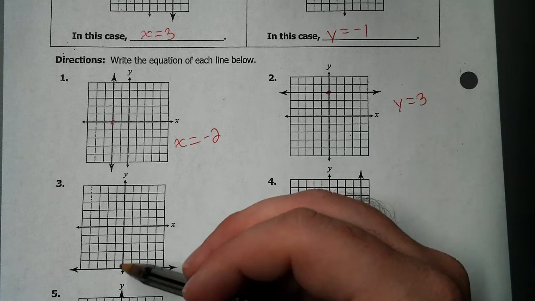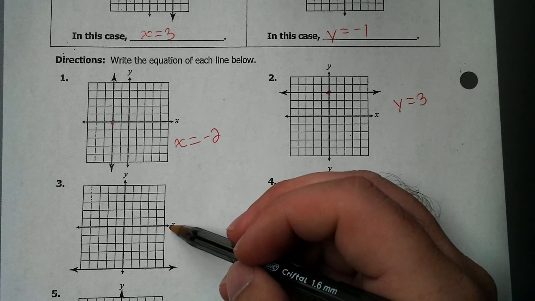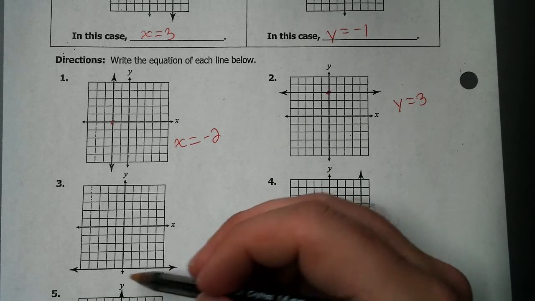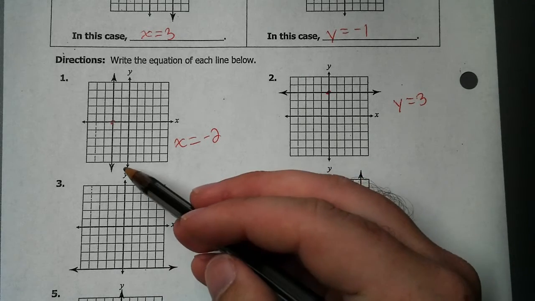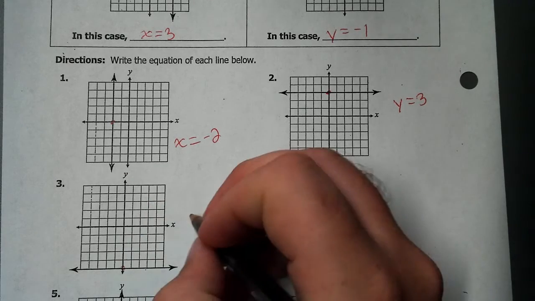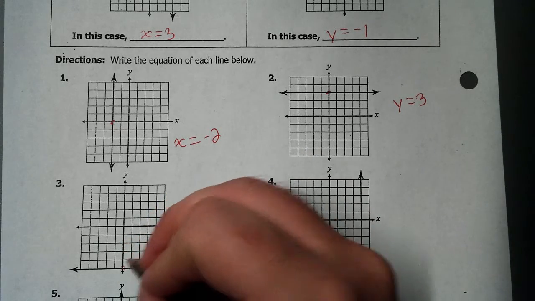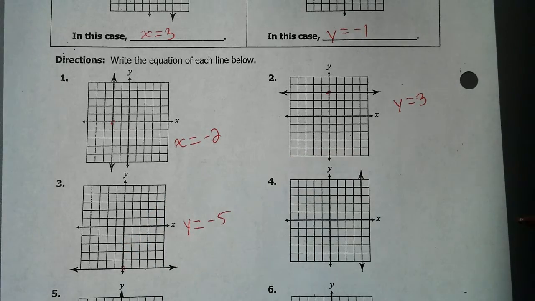Okay? Let's look at number 3. My line's way down here. But does it hit the x? No. It'll never touch the x-axis. It's down here. Will it hit the y? Yes. It hits the y-axis right here. So we know it is y equals, and that goes down 1, 2, 3, 4, 5. So -5.